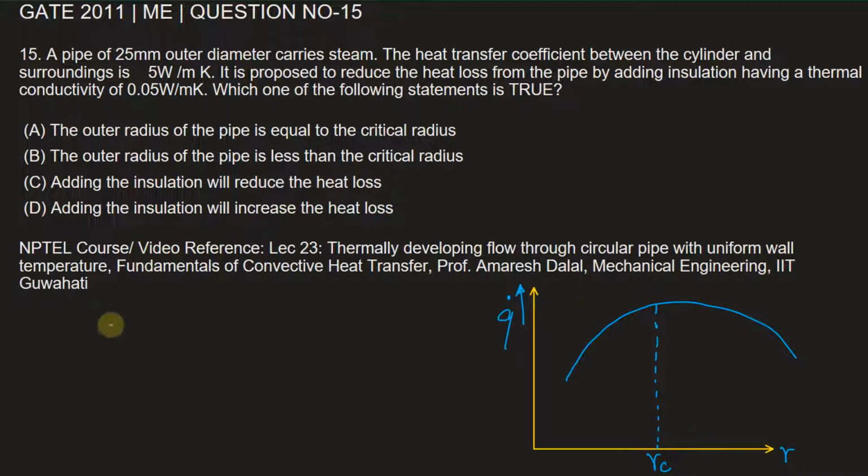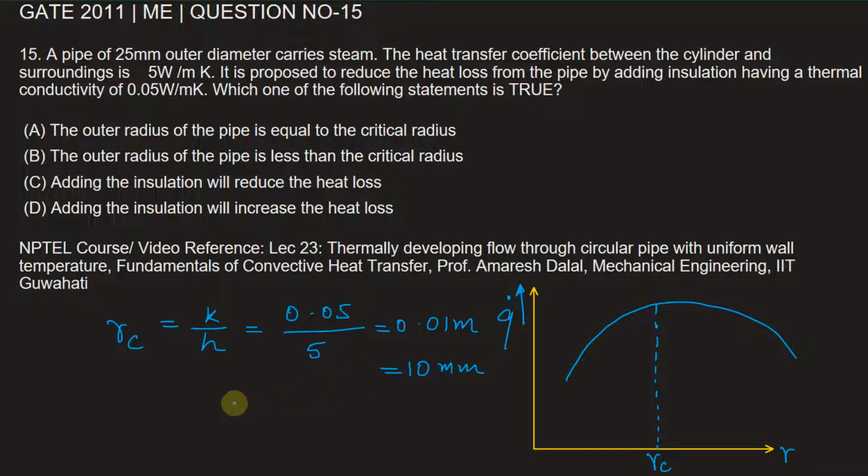Now RC is given by K by H, the thermal conductivity divided by the heat transfer coefficient. So we can calculate this. K in the problem is 0.05 divided by H, which is 5, right? So this value will be 0.01 meter, which is equal to 10 millimeter.